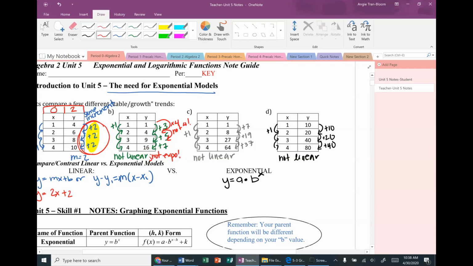So that's neither. Now, from here to here, I would multiply by 8. From here to here, I'm not multiplying by 8.